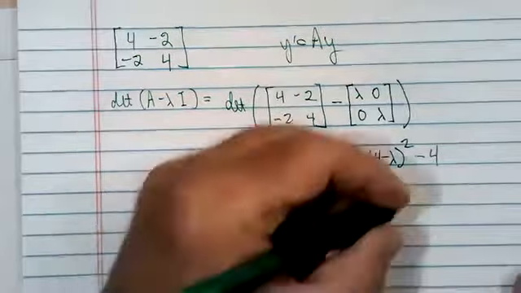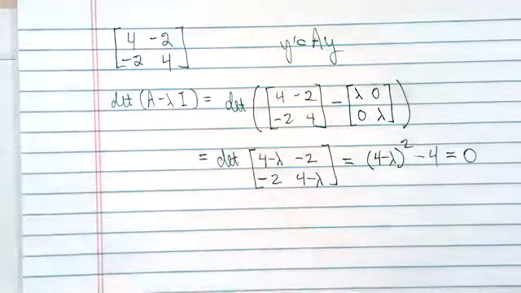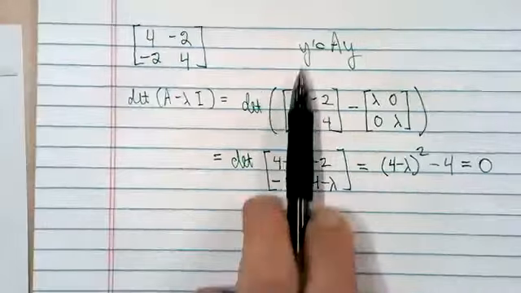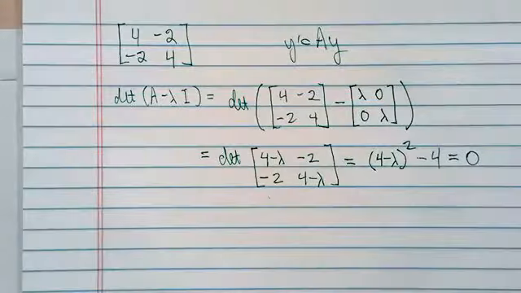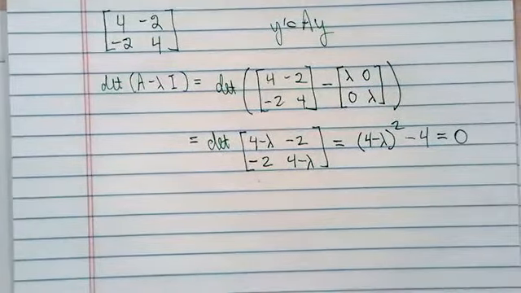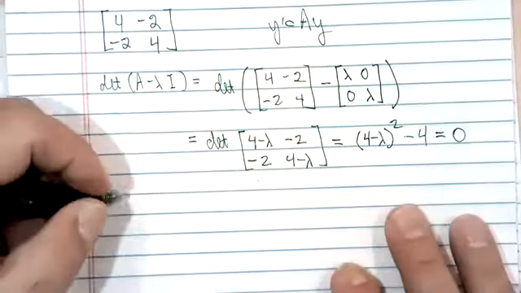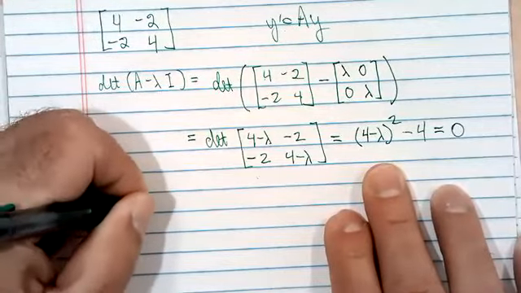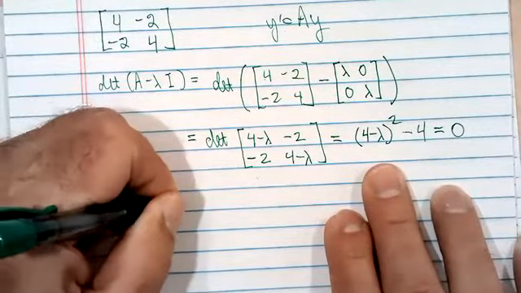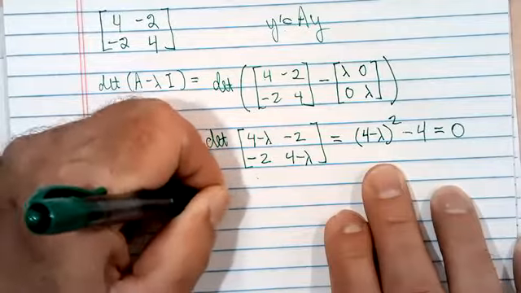And what we're doing is setting this equal to 0 because we want a non-trivial solution to y prime equals Ay. We know that 0 will work in there. Okay, so, well, when you square that out, you get lambda squared minus 8 lambda plus 16 minus 4 equals 0.